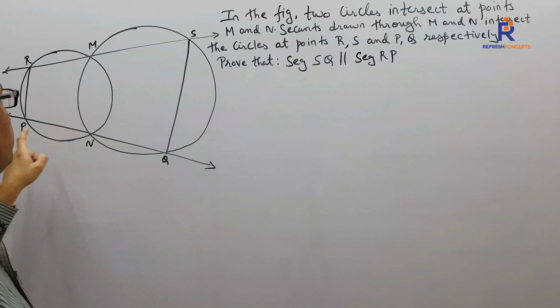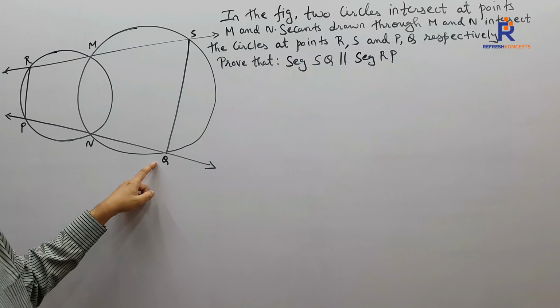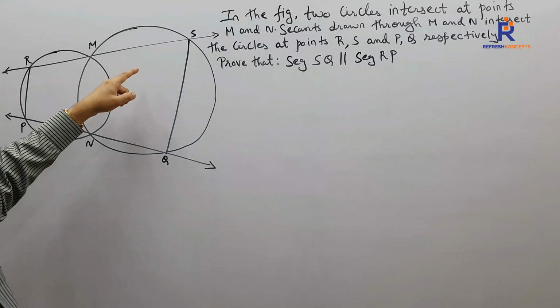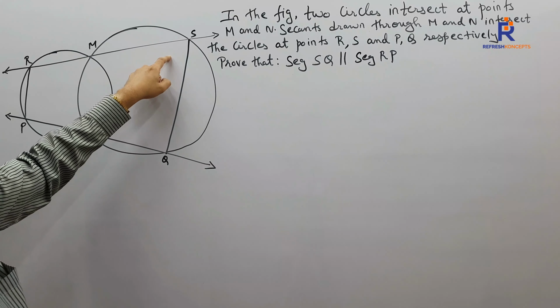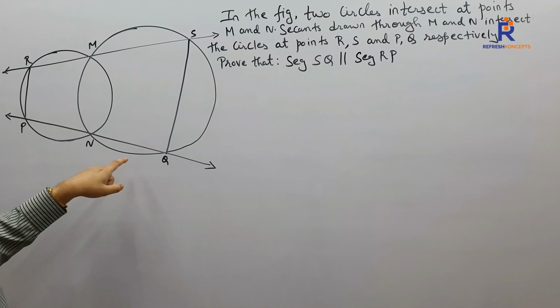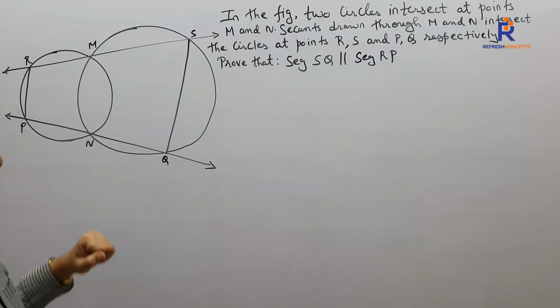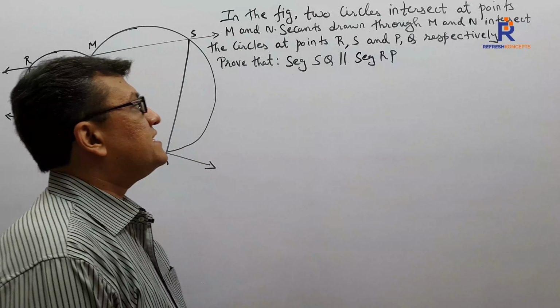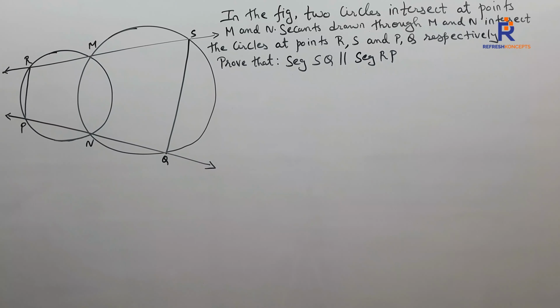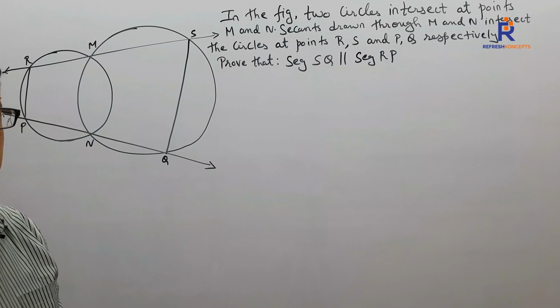RS and PQ respectively. So the first secant intersects the first circle at R, the second at S. The second secant intersects the first circle at P and the second one at Q respectively. Prove that SQ is parallel to RP. We intend to prove SQ parallel to RP.